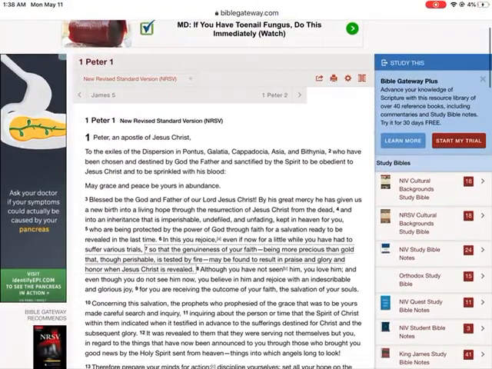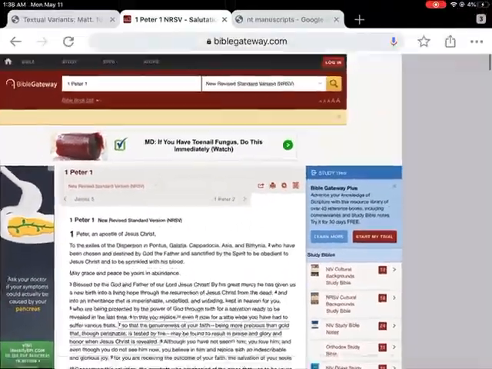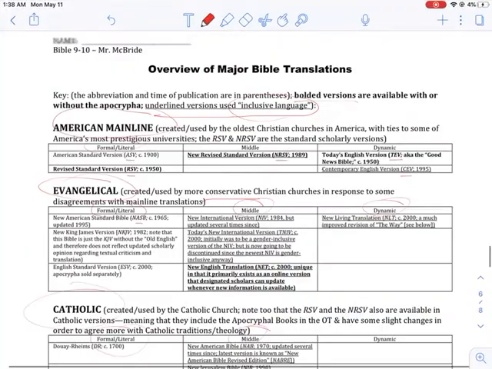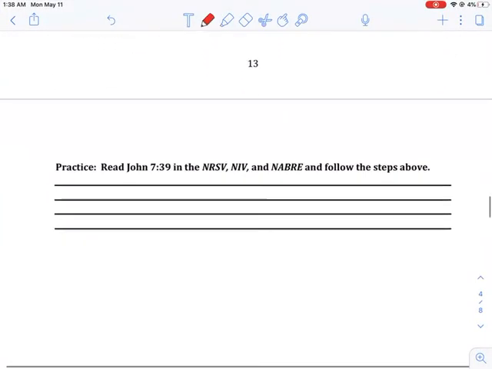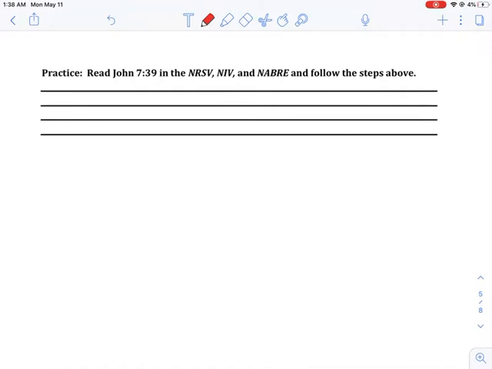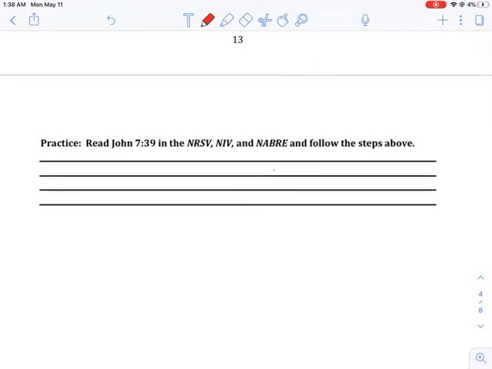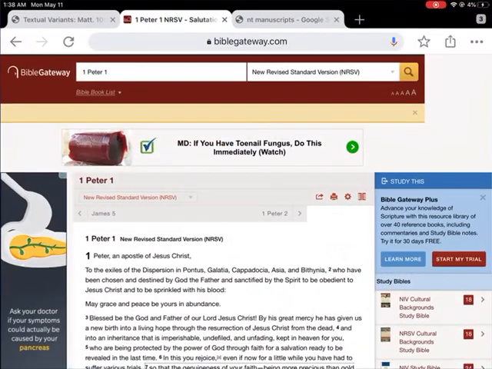Let's just keep the same passage open. Actually, let's go to the example of the verse we're going to look at as our practice example. It says John 7:39, and we're going to compare a mainline with an evangelical translation with a Catholic Bible. And let's see how this verse is translated in each of these. John 7:39.